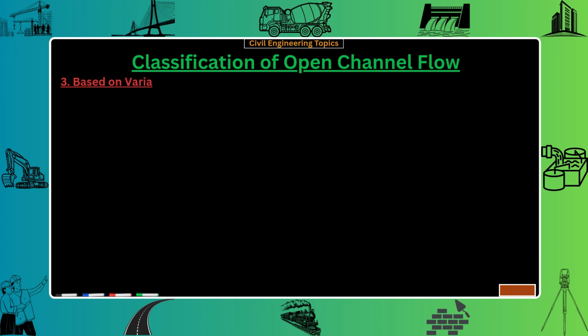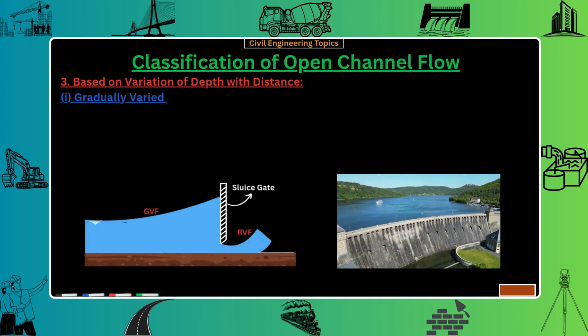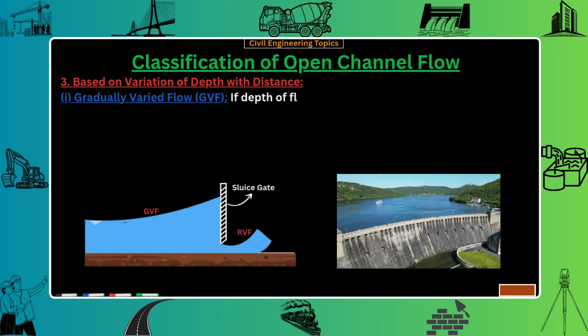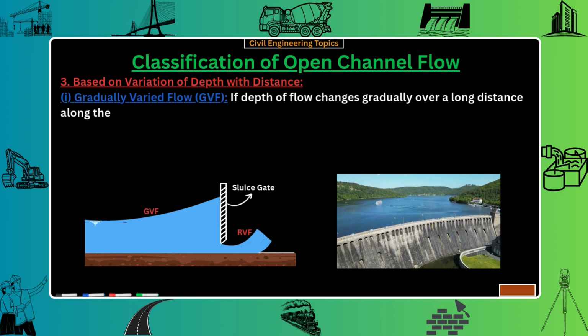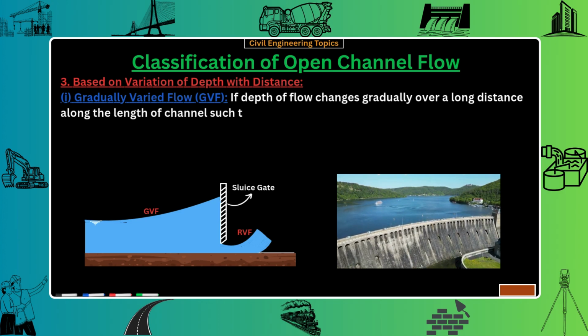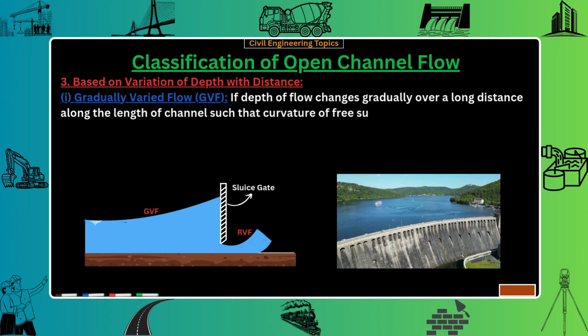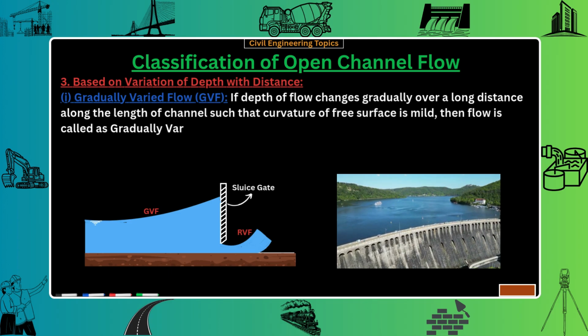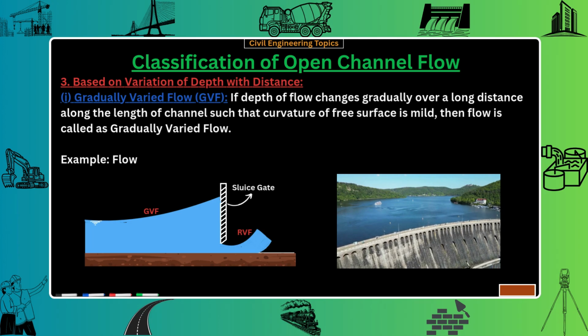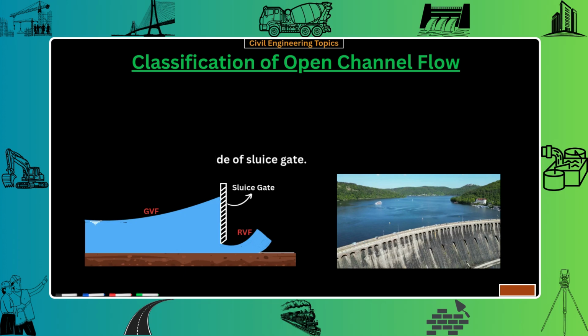Third criteria is variation of depth with distance. Based on variation of depth with distance, open channel flows are classified as gradually varied flow, rapidly varied flow, and spatially varied flow. If depth of flow changes gradually over a long distance along the length of channel, such that curvature of free surface is mild, then flow is called gradually varied flow, or GVF. Flow at upstream side of sluice gate is an example of GVF.